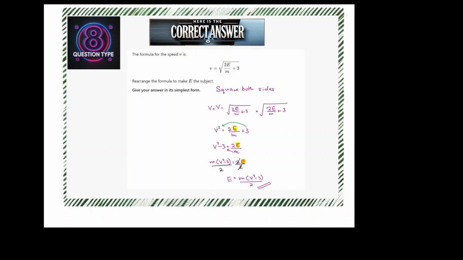Now you need to move the M, which is on the right hand side and a division, to the left hand side where it becomes a multiplication. Now you're not just multiplying one of them, the whole thing should be multiplied. So you need to put brackets and M outside. That's equal to 2E. Then you divide both sides by 2. So 2 gets cancelled out. E is equal to M bracket V squared take away 3 divided by 2. So this is the correct final answer for this question.